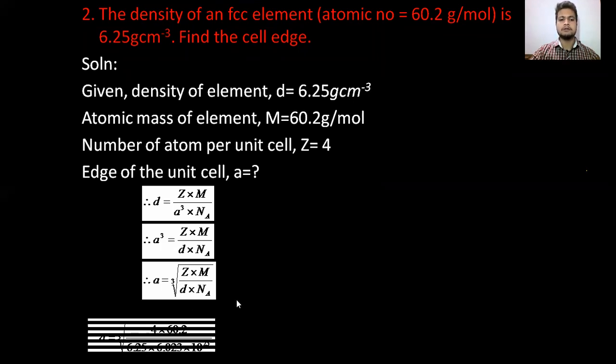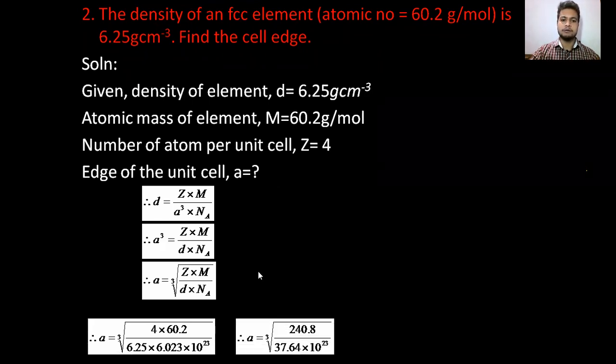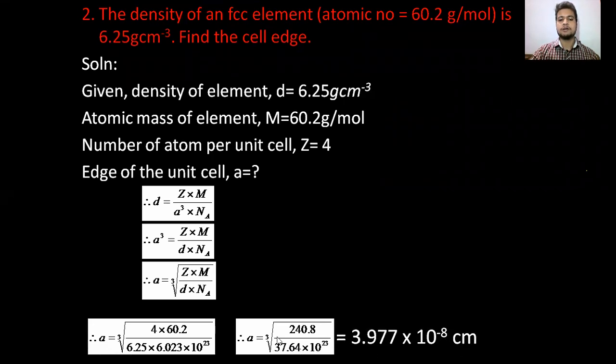So now we'll just put the value. A will be equal to the cube root of Z is 4, M is 60.2, D is 6.25, and Avogadro's number is 6.023 into 10 to the power 23. Then we simplify this. 4 into 60.2 is 240.8. 6.25 into 6.023 is 37.64. If you take the cube root, it gives you 3.977 into 10 to the power minus 8 centimeter. Okay, so that is how we get A, from the density formula only.